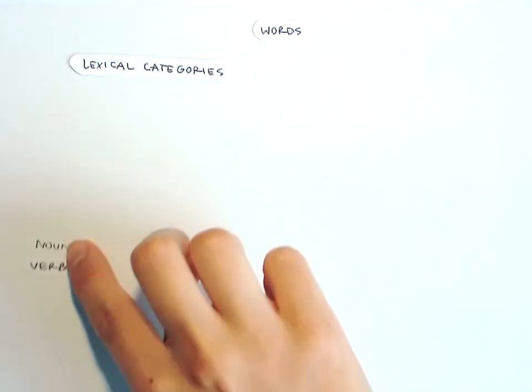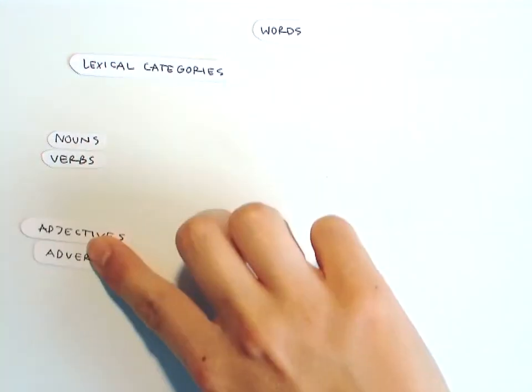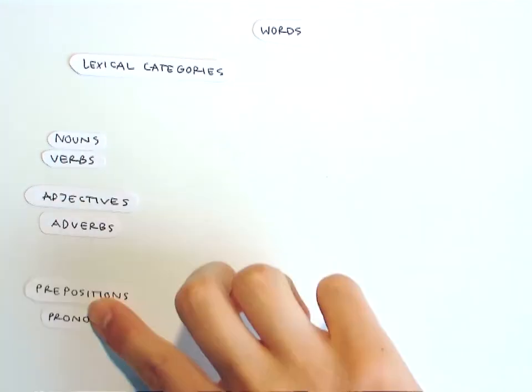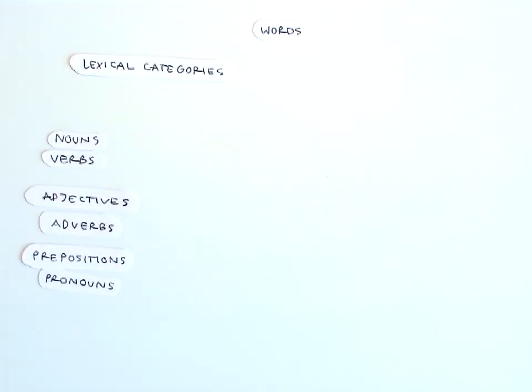Now that we can define grammatical functions, it is important we have a look at those structures that fulfill these functions. The smallest units that fulfill functions in sentences are words. Words belong to different lexical categories, such as nouns and verbs, adjectives and adverbs, prepositions and pronouns. These might seem familiar, as you might have talked about these in school.